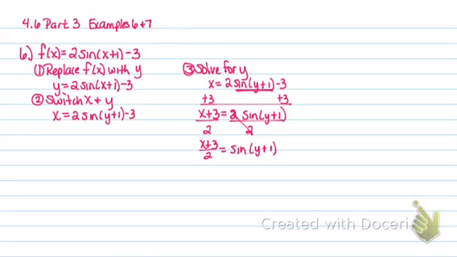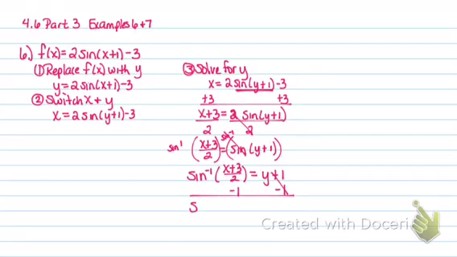All right, how can I get rid of that sine? Remember, if you take the inverse of it, it makes it cancel. So if I take the inverse of this side, then I also have to take the inverse of this side. So now I have the inverse sine of (x + 3) over 2 equals y plus 1, since the sine and the inverse sine cancel. Solve for y still, so subtract the 1. And so we got the inverse sine of (x + 3) over 2, all together, minus 1 equals y.